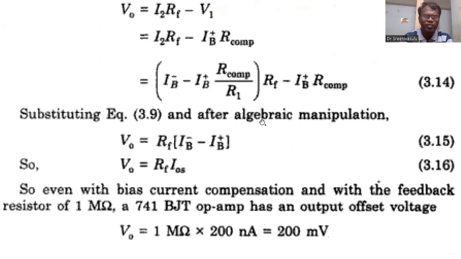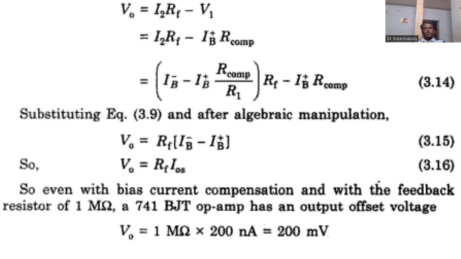Finally, if you see output voltage, the output voltage is equal to RF into the magnitude of IB plus minus IB minus. So this IB plus minus IB minus is nothing but offset current. Now, in a 741 IC with a BJT version, you see the output voltage because of this offset current.